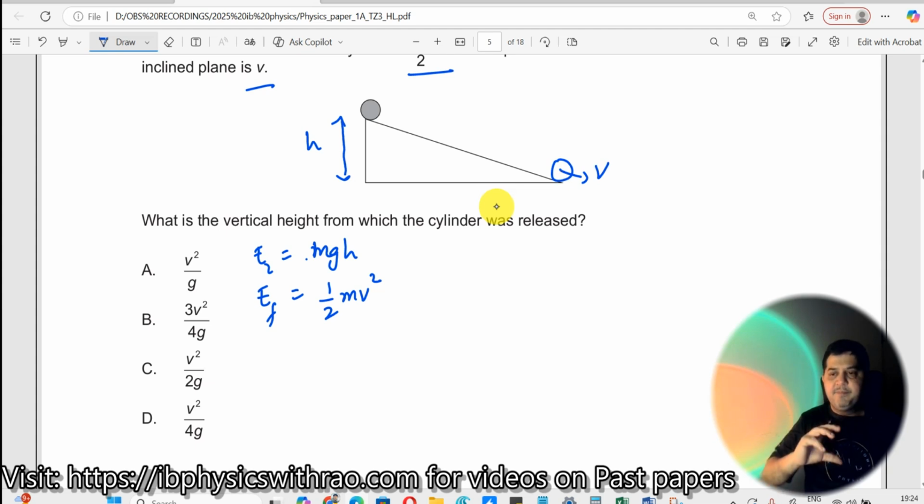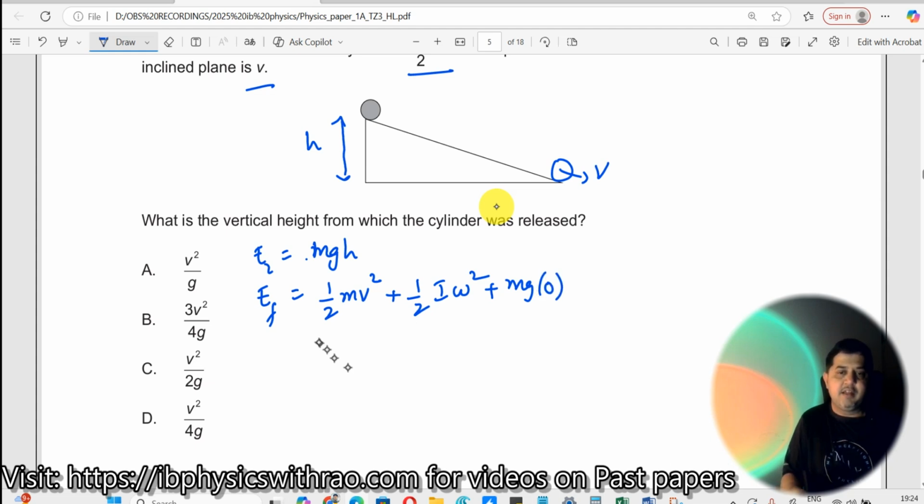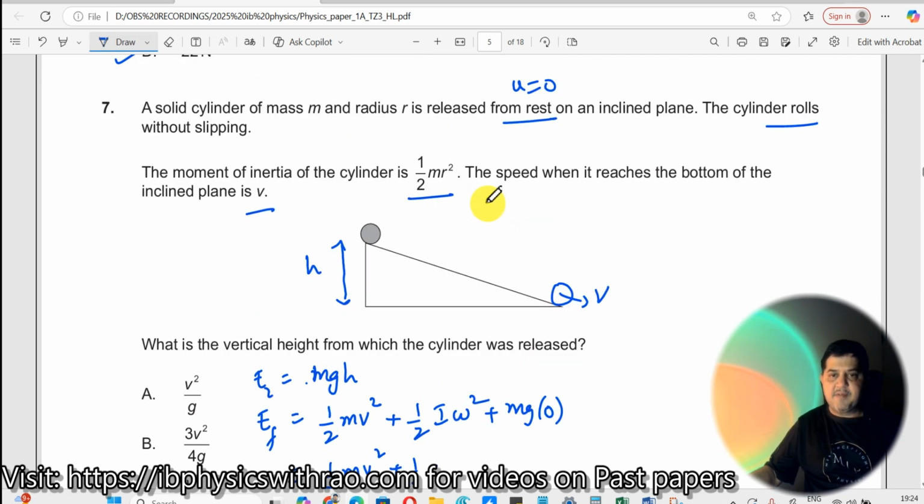At the same time, this is now spinning around its axis, so there should also be half I omega square, the rotational kinetic energy, plus the potential energy. What is the potential energy? Mg into the height, and the height is 0 over here. So I write half m v square plus half into I, and the value of I was given as half m r square.